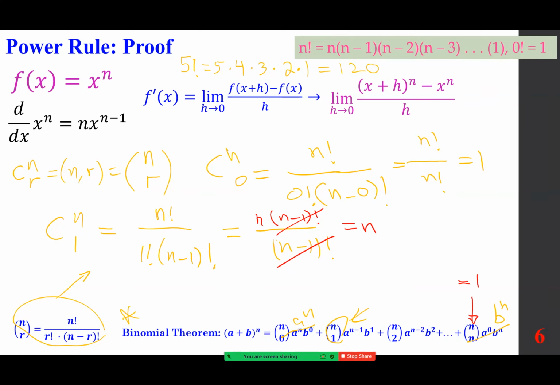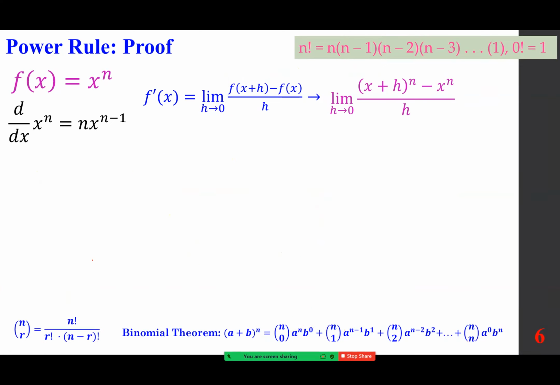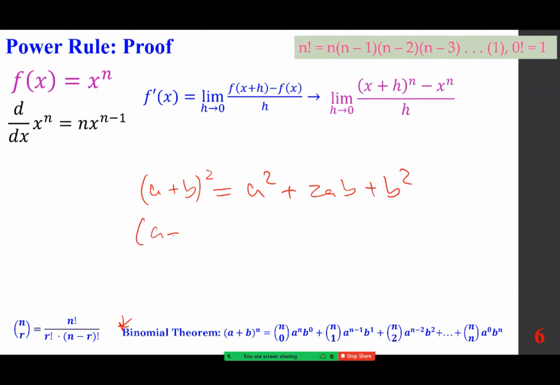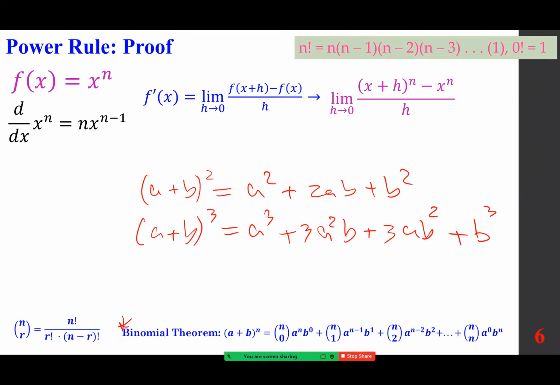Before I do the expansion, I want to give you another example of a binomial theorem that you've already seen. For example, (a plus b) squared is a squared plus 2ab plus b squared. That's a binomial theorem. Or (a plus b) cubed, you may remember, is a cubed plus 3a squared b plus 3ab squared plus b cubed. So these are things we have seen in algebra. I hope everybody remembers them, and we're going to move on from here.